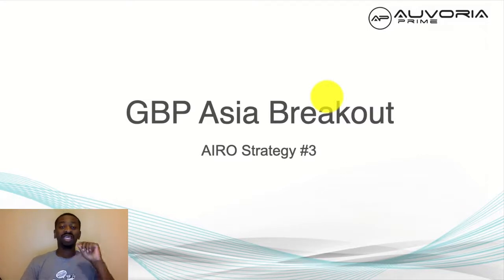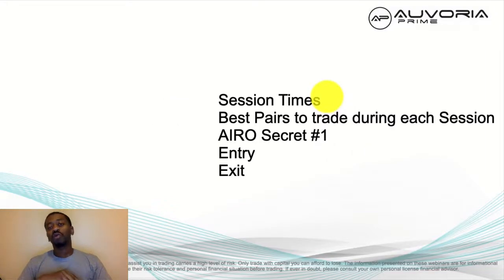Today's strategy is the Great Britain Pound Asia Breakout strategy. It's only utilized on the 6 Great Britain Pound pairs, and it's going to be phenomenal. Let's go over it. First, we'll talk about session times so you can understand how the different sessions play when you have this breakout strategy. Next, I'll give you some knowledge around the best pairs to trade during each session, which might help you concentrate on certain pairs depending on what time of day you're trading.